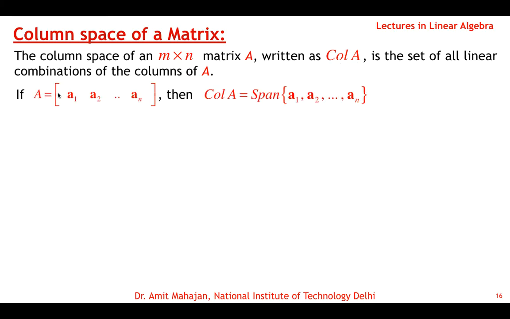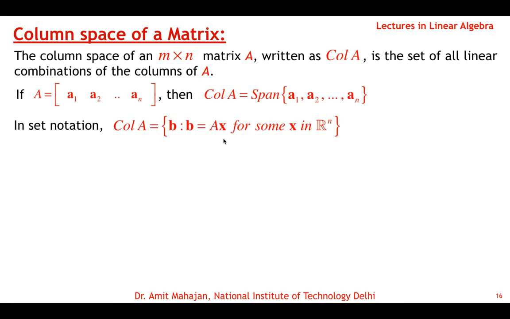So if A is a matrix with columns A1, A2, and so on up to An, then the column space of A is the linear combination of A1, A2, ..., An, or we can simply say that the column space of A is the span of these vectors A1, A2, ..., An. In set notation, the column space of A consists of vectors B such that B can be written as a linear combination of these. That means vector B can be written as A times x for some x in Rn, in the domain.